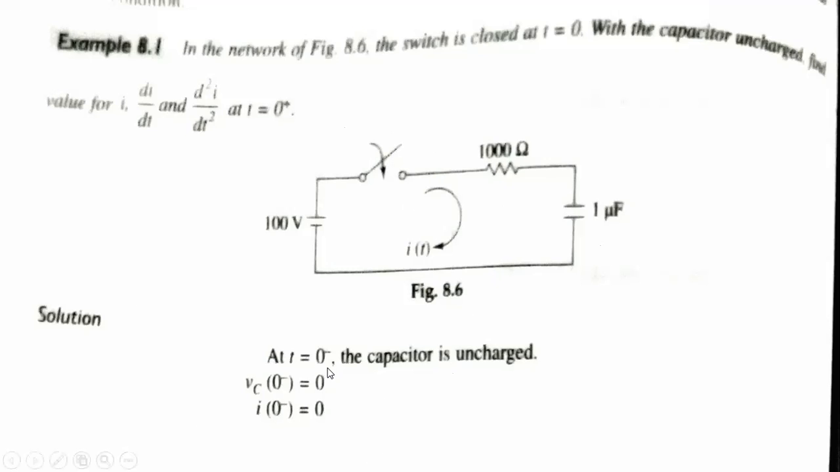So at t equals 0 minus, the capacitor will be uncharged, Vc of 0 minus will be 0, and i of 0 minus will be 0. Obviously, no current and no voltage before switching. This first step is nothing but the before switching statement. Before switching, no current flows through the open switch, and there is no voltage drop across the capacitor; both are 0.